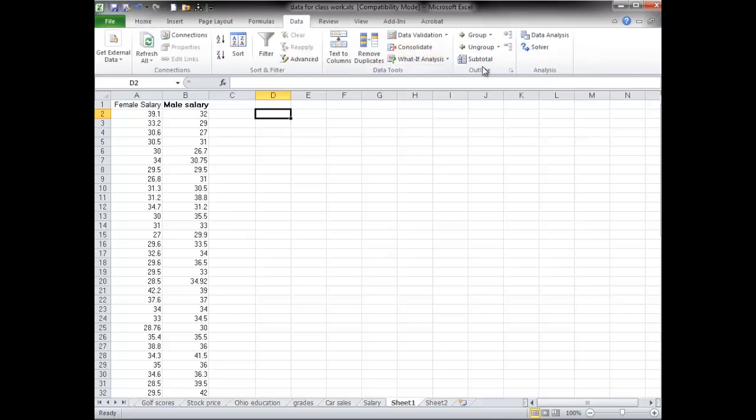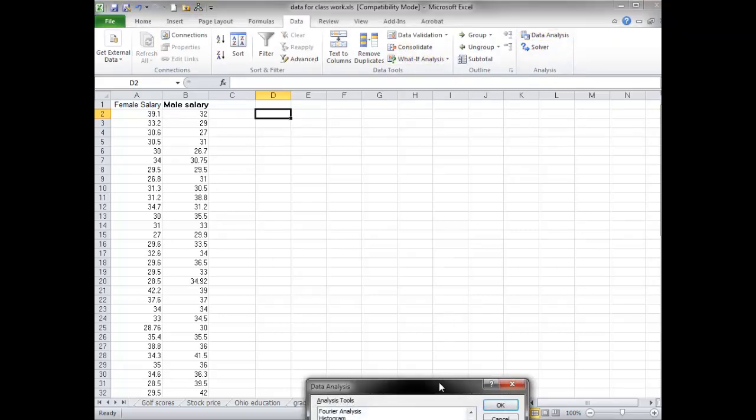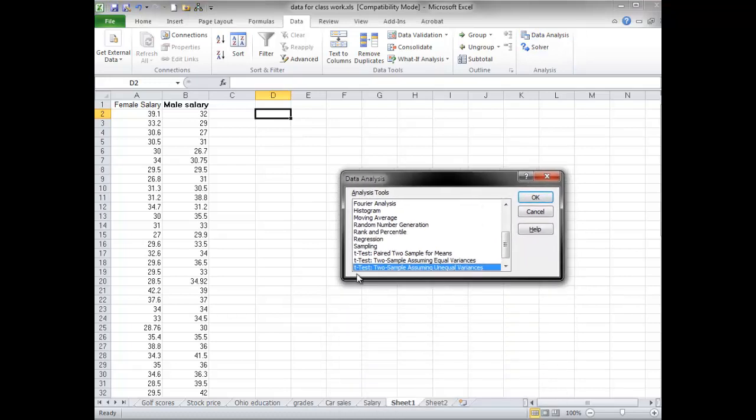I'm going to go to data analysis, and I am going to pick t-test two sample assuming unequal variances. Okay, there are a few different options you have here. They all refer to different types of tests. For example, the paired two sample for means is for before and after type of comparisons.